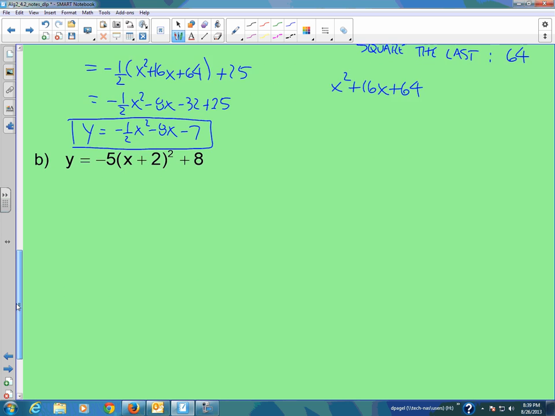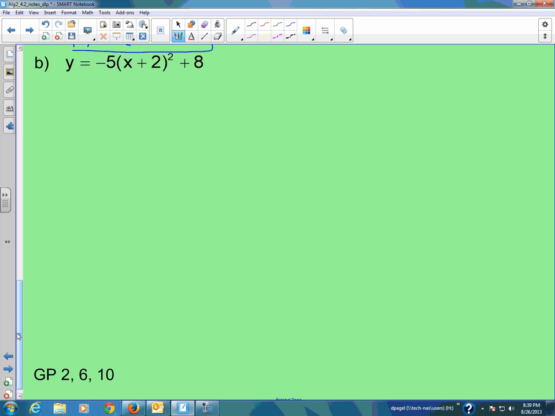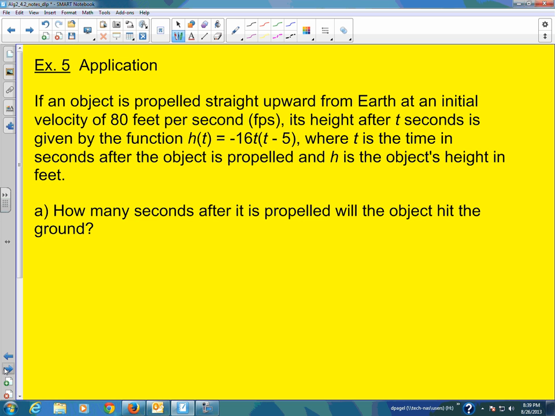All right, I'm going to actually skip B here. And I want to get to this application real quick and see if we can wrap this thing up with an application. So we have this object that's propelled straight upward from the Earth at an initial velocity of 80 feet per second. Its height after t seconds is given by the function h of t equals negative 16t times t minus 5, where t is the time in seconds after the object is propelled, and h is the object's height in feet. All right, so we get a little visual here of what's happening.